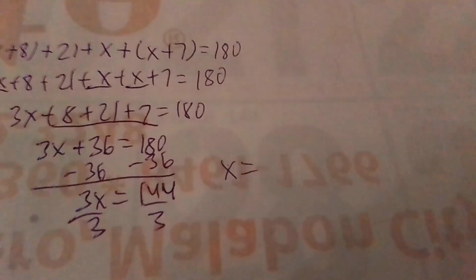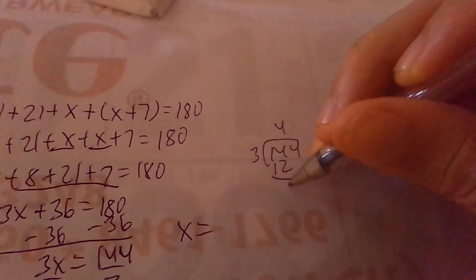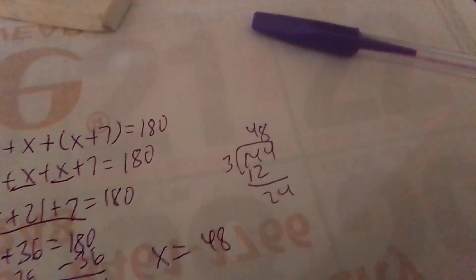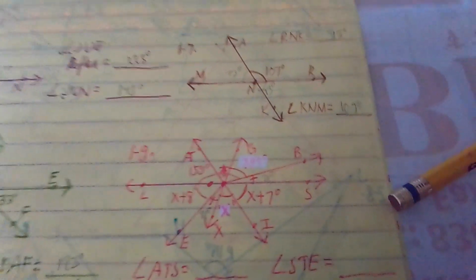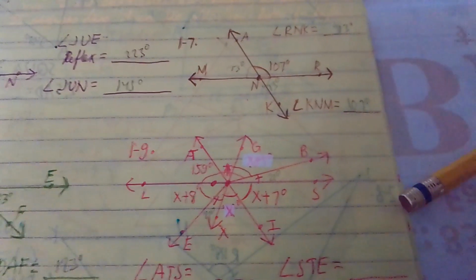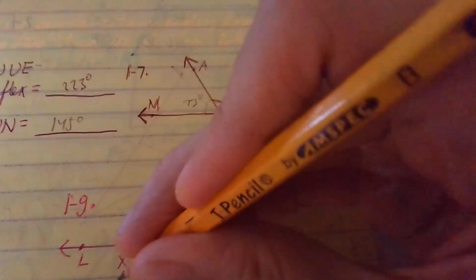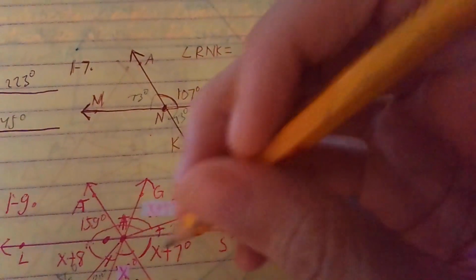And 144 divided by 3 is, let's do it here so you can see what I mean. 4, 12, 24, 48. So tama. The value of x is 48 degrees. But wait, we're not done. You know why? Look, because remember, in the problem, we need to put the number, that's just for the value of x. So if x stands for 48, we just need to put in the numbers. So 48 plus 8, we know that that angle should be 56 degrees. For x, that's just literally 48. For x plus 7, that should be 55.